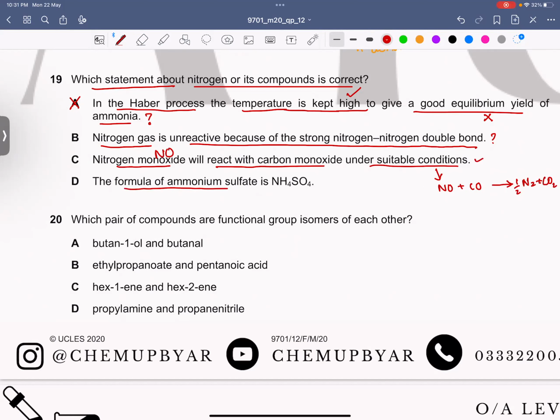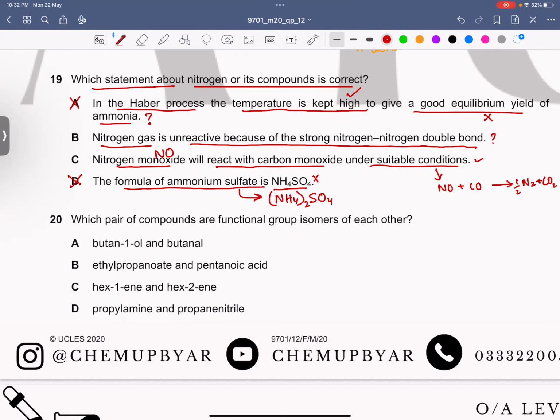The formula of ammonium sulfate is NH4SO4. No, it is completely wrong. If you recall, ammonium sulfate has 2 ammonium ions and 1 sulfate ion. So D goes wrong. Now we have to opt between B and C.